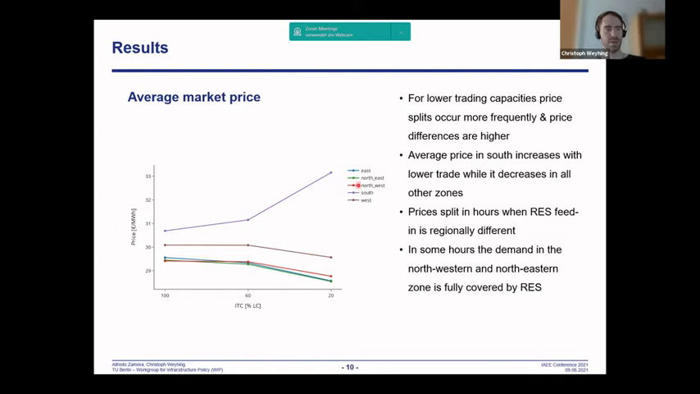If there's a lot of PV feed-in, prices in the south and in the other zones are almost similar. We see that in several hours. But it always depends where renewable energy is generated. And in the northwest and northeast, we even see some hours when both zones are fully supplied by renewables, so prices are very low. They're around 0 euros per megawatt hour.